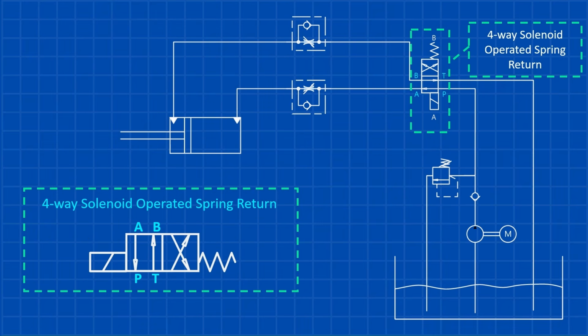There's one more commonly used valve worth mentioning, which doesn't have a center position: the four-way solenoid-operated spring return valve. In operation, when the solenoid is energized, the actuator will either extend or retract depending on how the valve is configured within the circuit. Once the power is turned off, the spring mechanism takes over, causing the actuator to reverse direction and return to its original position.